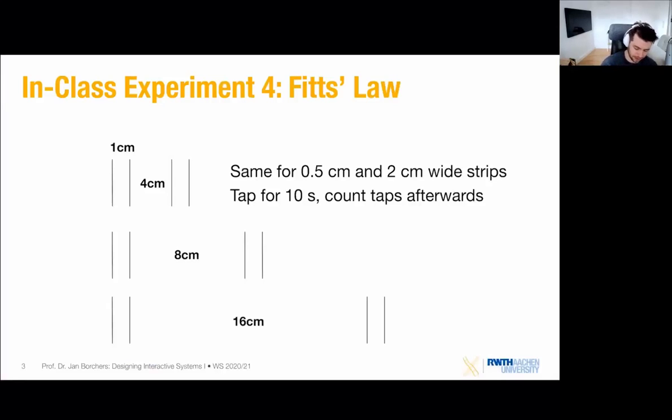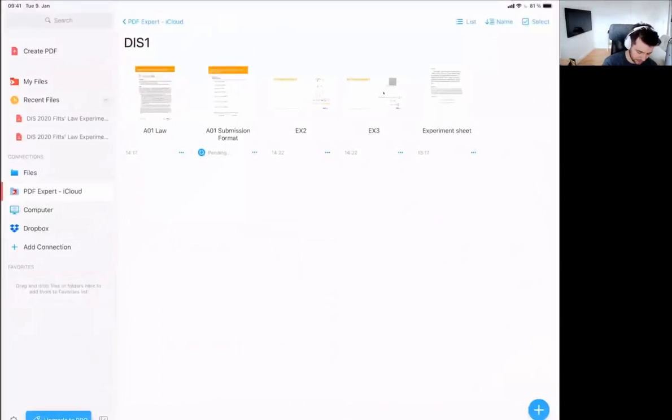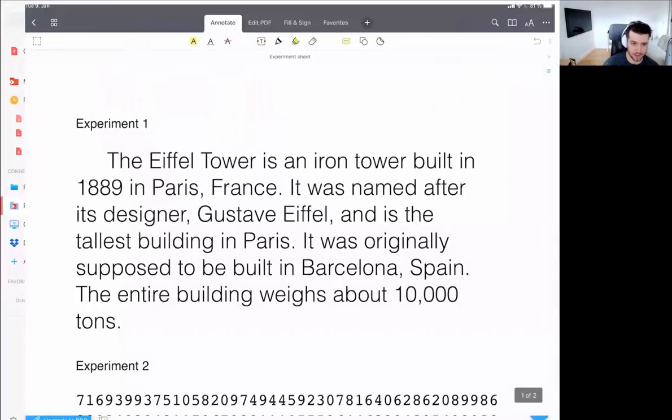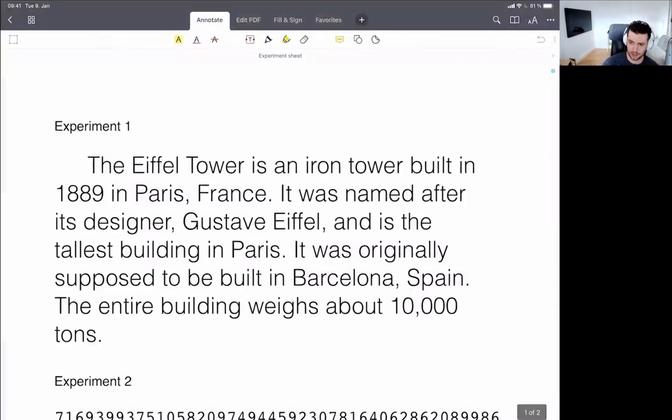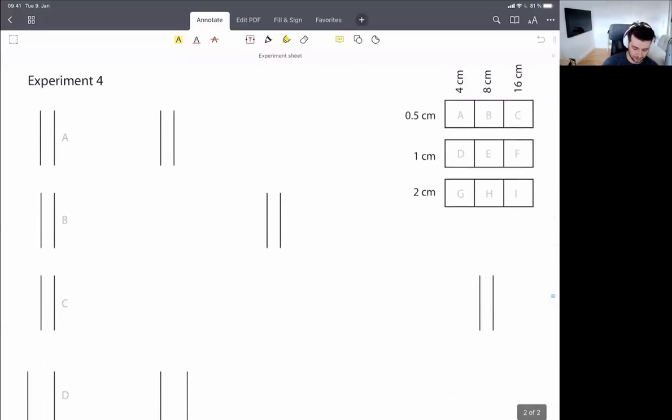So I will try to open the sheet on my side now. Let's see how this works out. There's the experiment sheet. It should look like this for you. And then you go to this experiment 4 here.